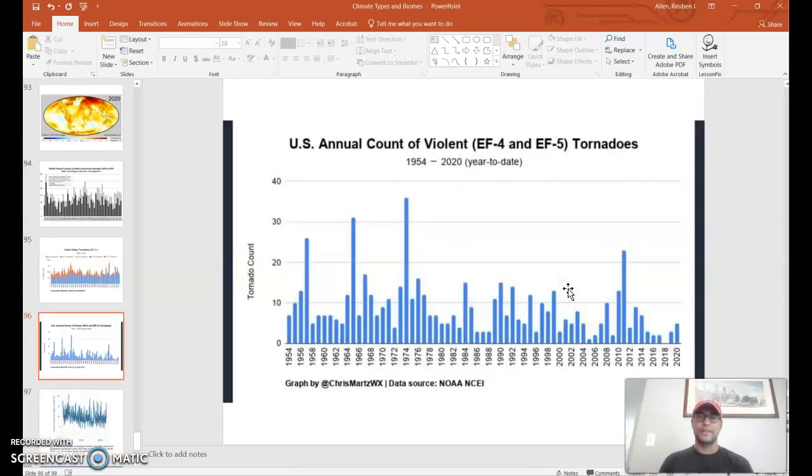And so similar graphic here, annual count of violent tornadoes, EF4 and EF5, so enhanced Fujita scale. As you can see, even though there's no trend line here on this particular graph, if we were to provide a trend line, just the long-term average conditions and expected conditions, slightly moving downward.